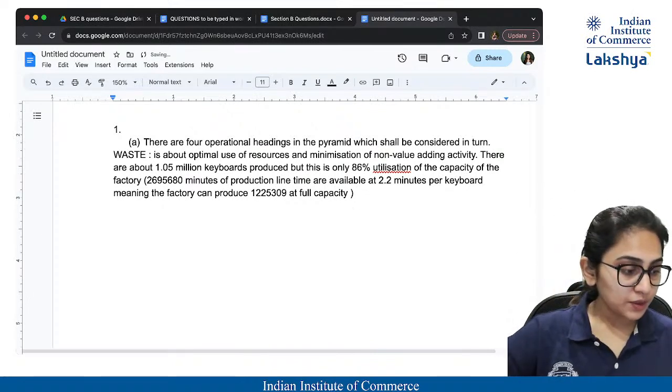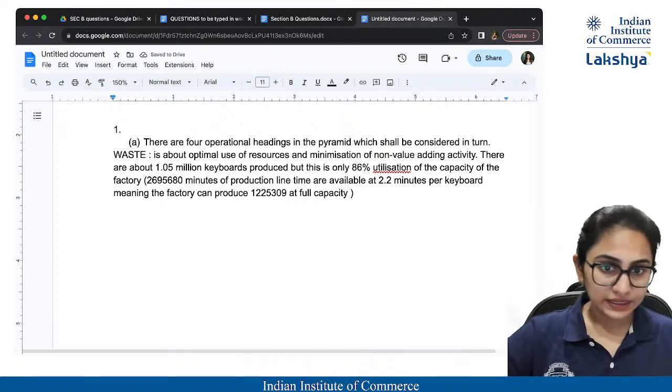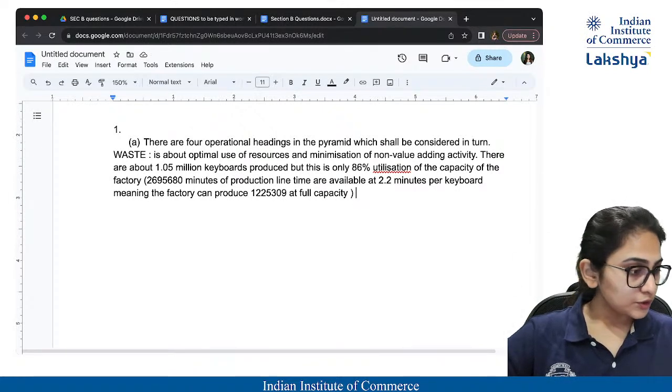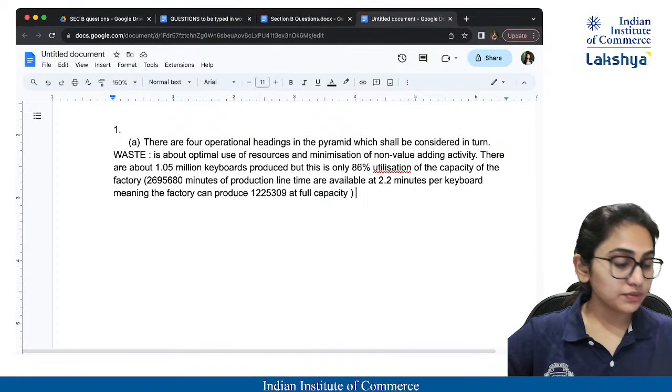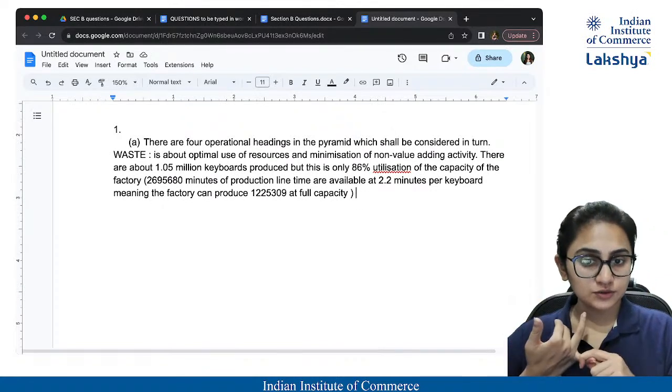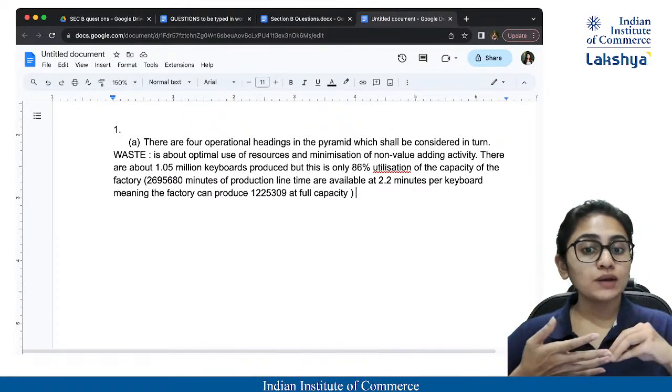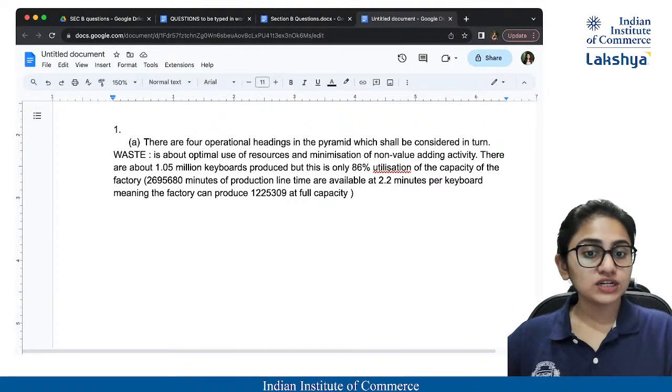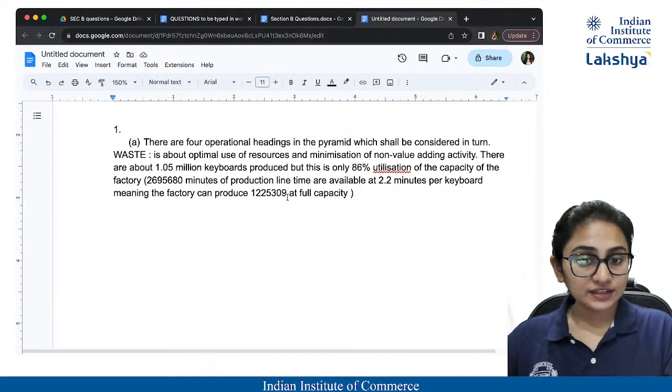So we are producing 1.05 million divided by 1.22 million. That means we are producing 1.05, and we can actually produce approximately 1.22 million. So we are utilizing only 86%. And how did we get the full capacity? We can make this many units of production at 2.2 minutes per keyboard.